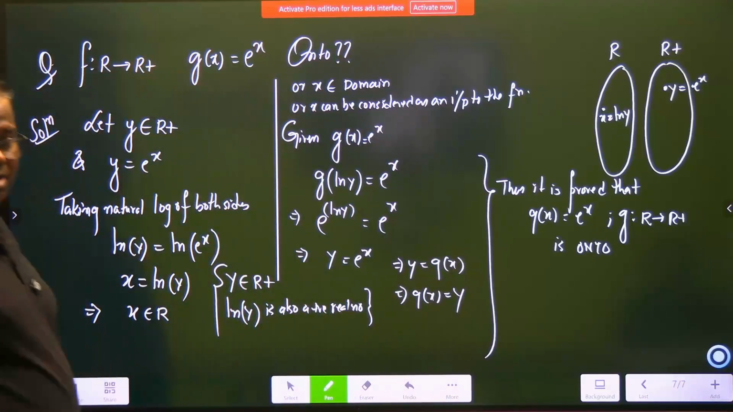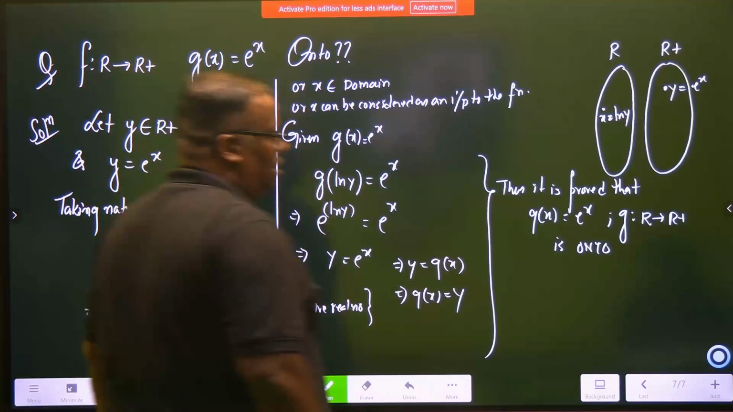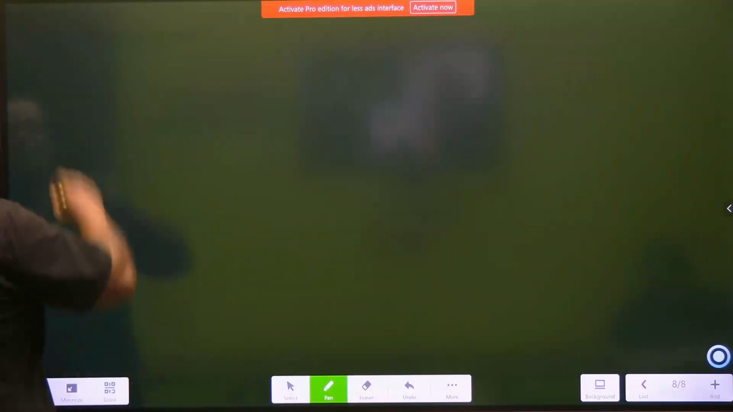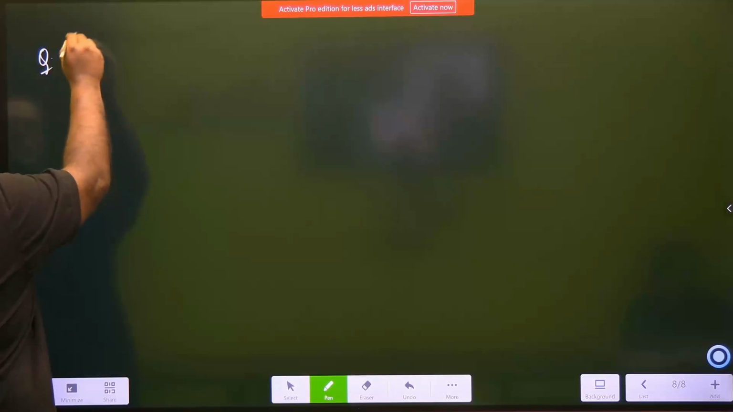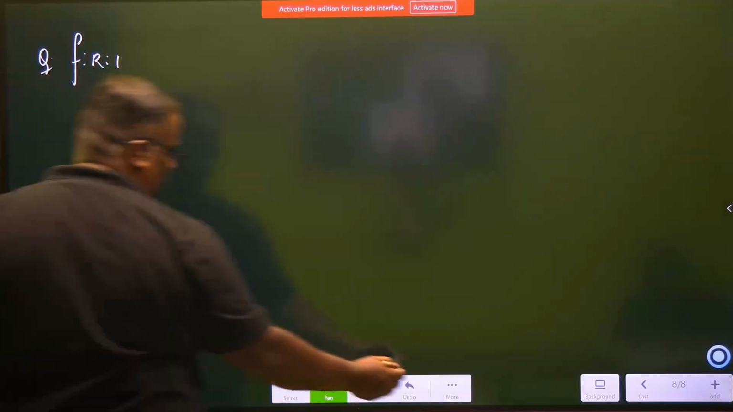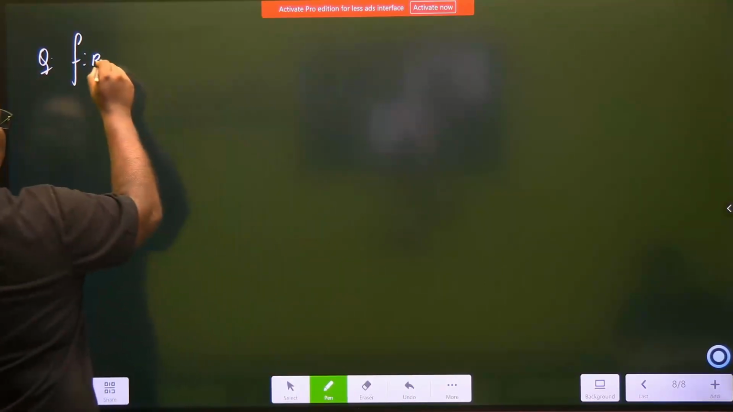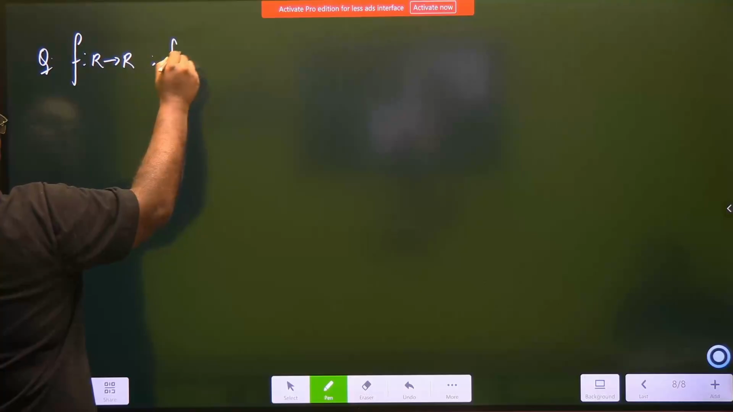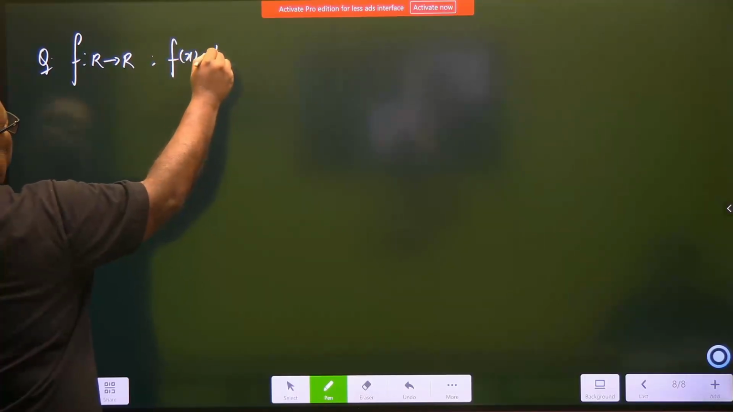Can I go ahead? Right. See, if you have to prove bijective, then you have to do both the steps. That is a little bit long. So let's look at this function. This is very stylish. f is a function that is mapped from real numbers to real numbers, and the function is given by f of x is equal to mod x.